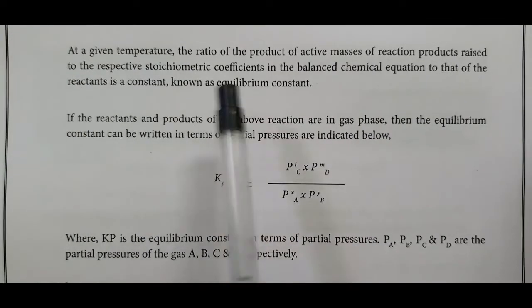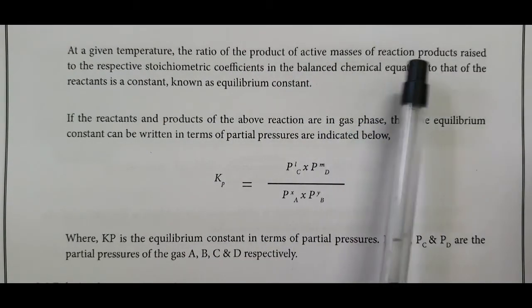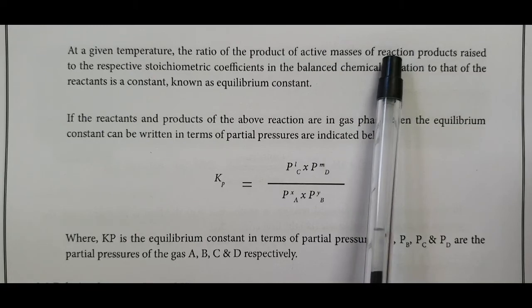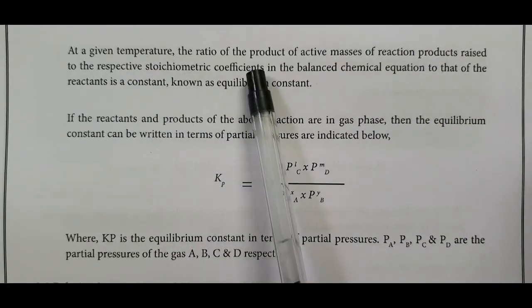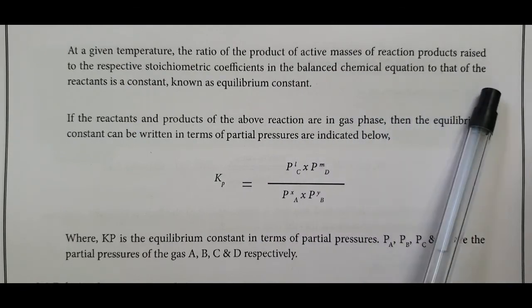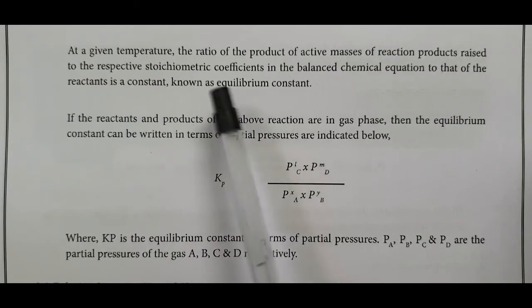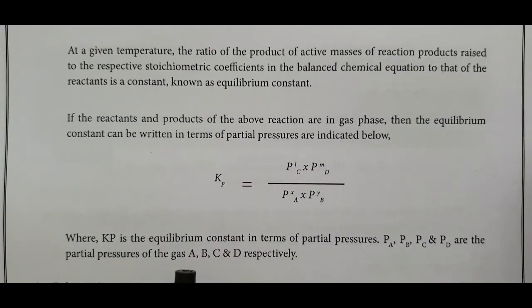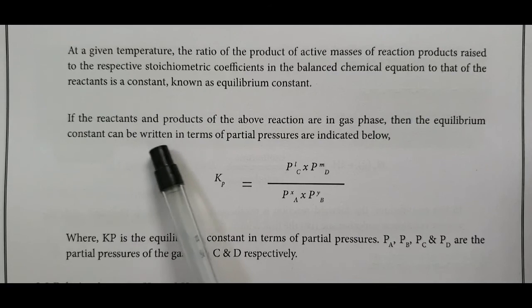At a given temperature, the ratio of the product of active masses of the reaction products raised to the respective stoichiometric coefficients in the balanced chemical equation to that of the reactants is a constant known as the equilibrium constant. If the reactants and products of the above equation are in gas phase, then the equilibrium constant can be written in terms of partial pressure.